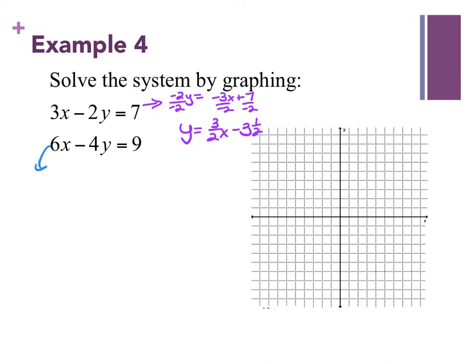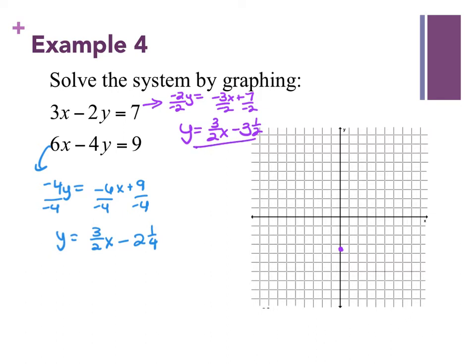Do the same with the second one. Negative 4y would equal negative 6x plus 9. Divide everything by negative 4. Y equals 3 halves x minus 2 1/4. Then graph. So negative 3 1/2 is my b. So I start there.